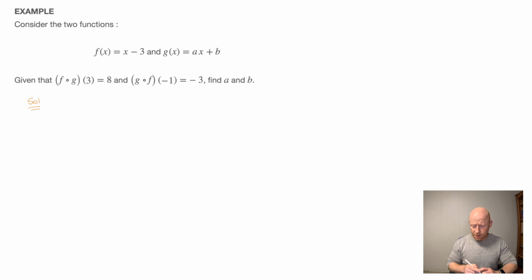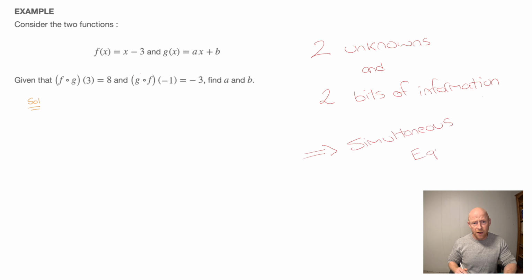Now before I write down any working here, it's quite important to realize that we're trying to find two things. Indeed, we have two unknowns, a and b. The next important thing to realize is that in this question we're given two bits of information: f of g of 3 equals 8, as well as g of f of negative 1 equals negative 3. So in summary, we need to find two things and we're given two bits of information. This strongly suggests that to solve this problem we're going to be making use of simultaneous equations.